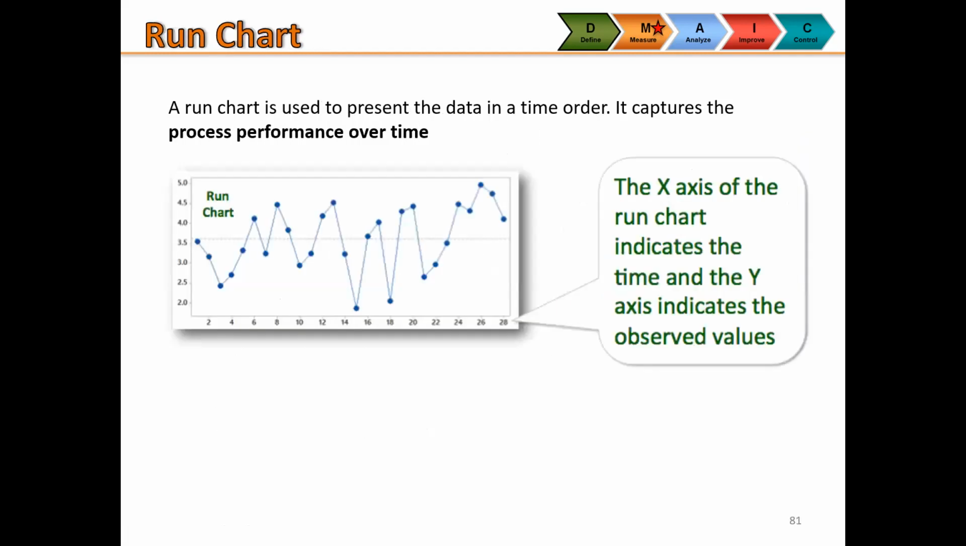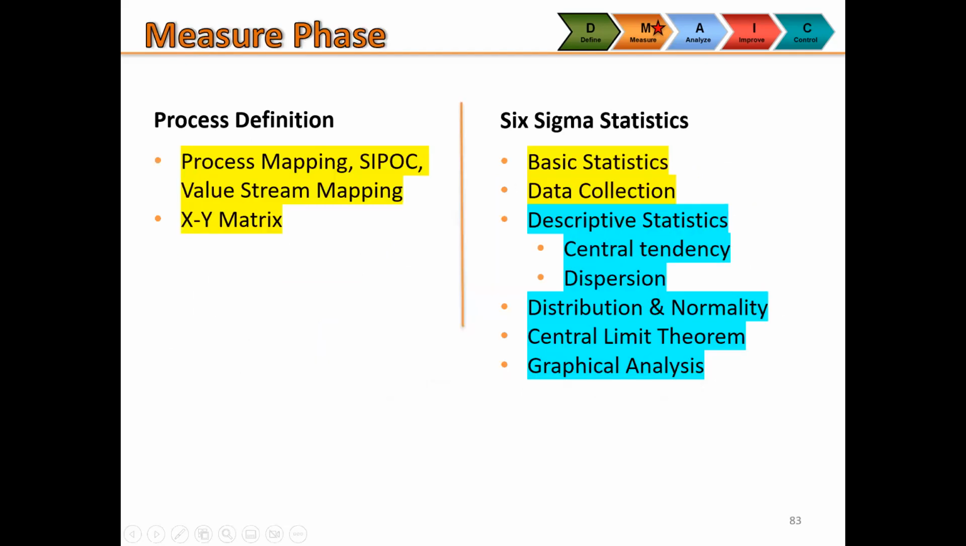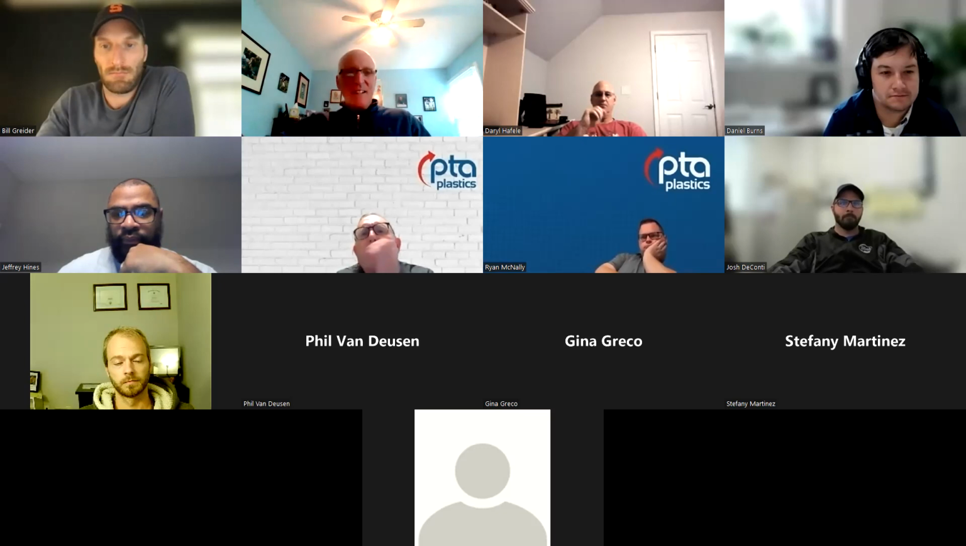And then a run chart, which I also did. This would be the weight and the date again. It presents the data in time order. It captures process performance over time. And a dot plot is an alternative to the histogram if you want to see the frequency of individual values. And that's it. Not bad, right?